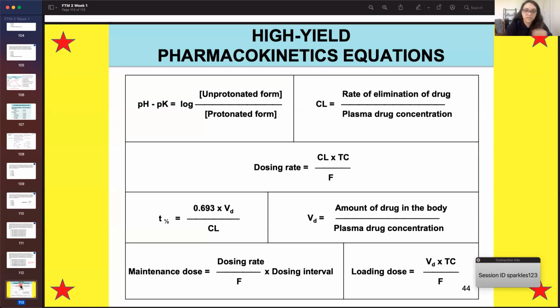Okay, and then these are the formulas that you guys were given. Know these formulas, know how to interchange them. Like, the maintenance dose formula didn't tell me that clearance was a variable, but you also have to understand that dosing rate has its own formula and clearance is a variable in that one.